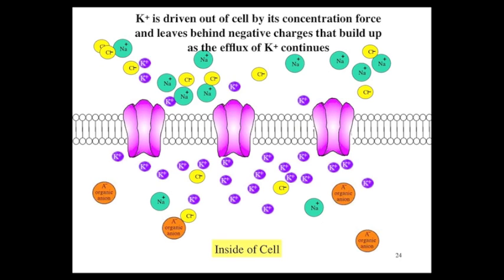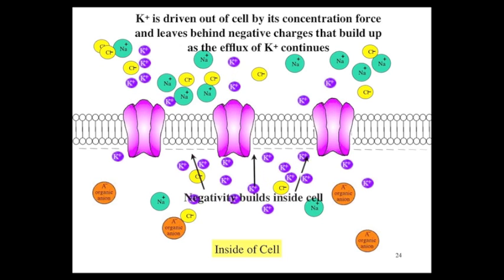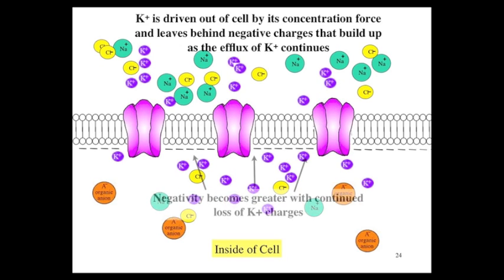Because the concentration of potassium is higher inside the cell than outside the cell, potassium is driven out by its concentration force, and it leaves behind negative charges that build up as the efflux of potassium continues. A small negative charge, you lose more positive. The negative charge builds up inside the cell, and it continues to build up as you lose more and more potassiums.